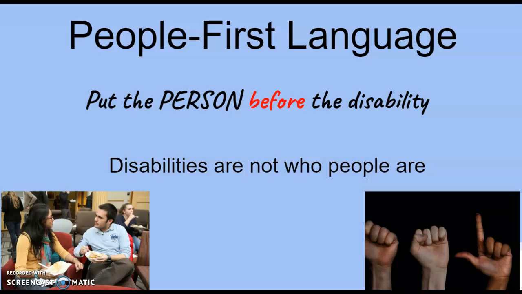So in doing this module, it was clear that much of our language does not focus on the person, it focuses on their disability. So People First language puts the person before the disability, and when you're communicating about individuals or people that might have certain disabilities, we don't want to use those disabilities to describe or label the person. The disabilities are not who they are. It's something that they might happen to have.